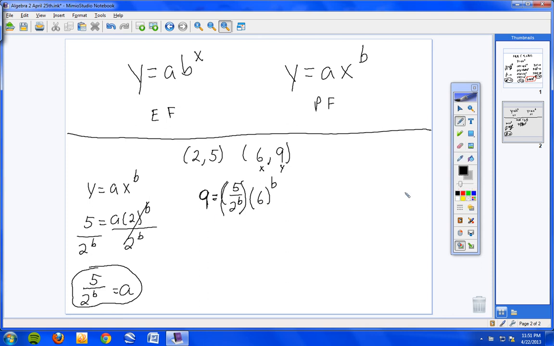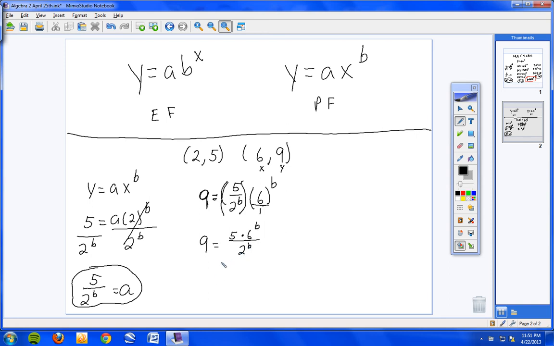Now let's think this through here. The first thing I'm going to do is put this over 1. I'm solving for b, but I can simplify this side over here. It's going to take a little bit of work, but here we go. 9 equals, now watch carefully, 5 times 6 to the b would be 5 times 6 to the b. Please don't put 30, that would not be correct. And then 2 to the b times 1 would be 2 to the b power.